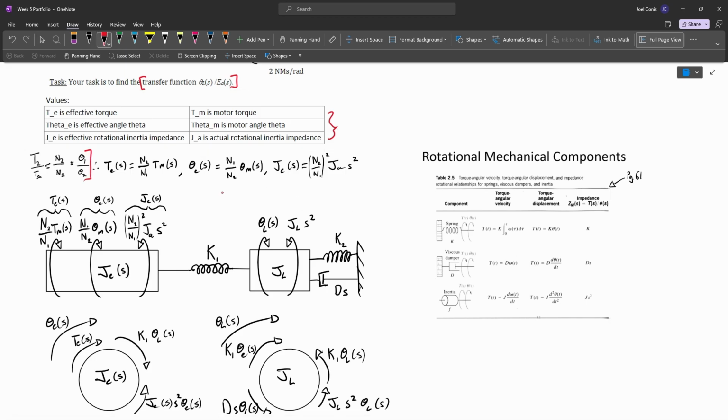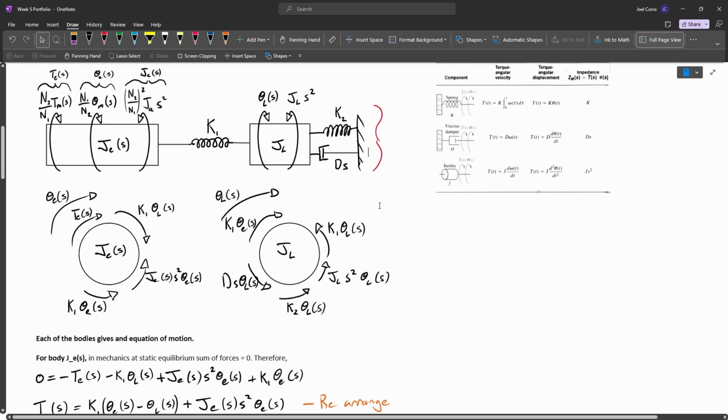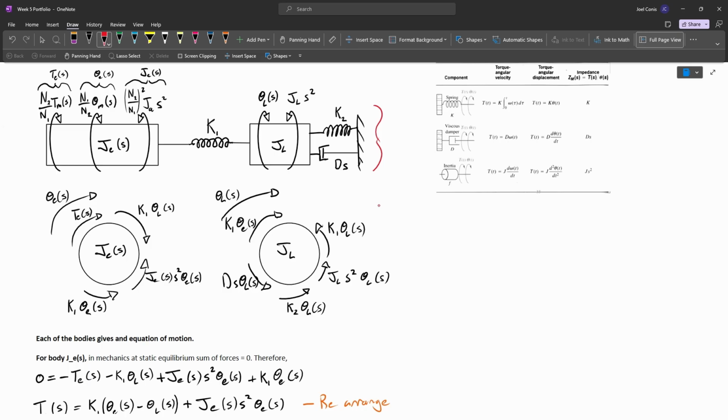Then I use this relationship to find what our equivalent loads, impedances, and angles are. This is related to the next diagram I have to show you, which is this here. This is the reflection at the gear teeth, and it also is the schematic in the Laplace domain. So that's really handy because what we're going to do next is break this diagram up into our two bodies.